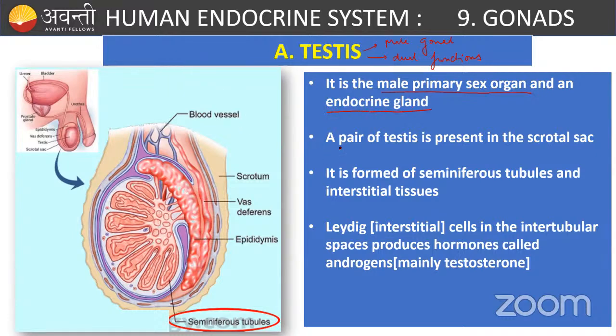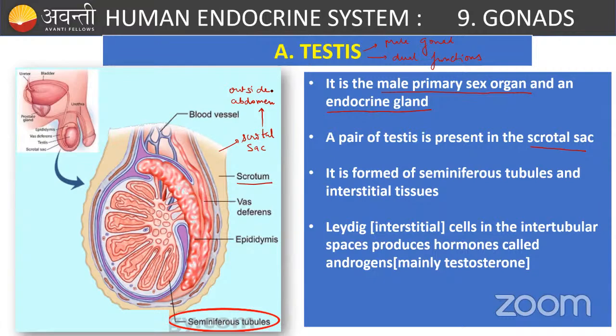Okay, and the second point says a pair of testes is present in a scrotal sac. This one is a scrotal sac, and it lies outside the abdomen. When I say it lies outside the abdomen, why? Because it is to maintain a temperature 2 to 2.5 degrees less than the body temperature. That is why the testis lies in the scrotal sac and the scrotal sac lies outside the abdomen.